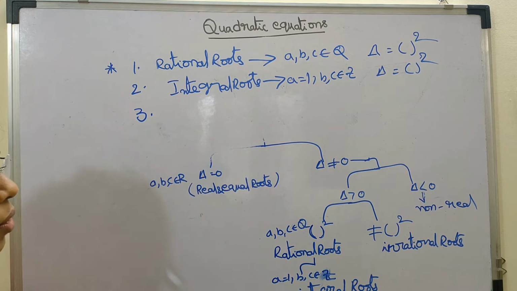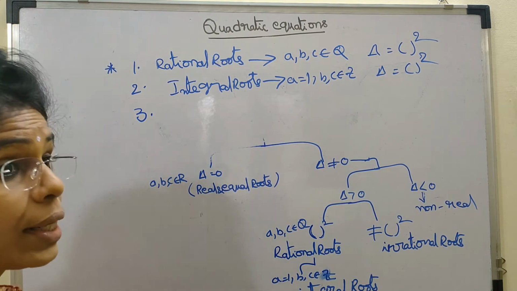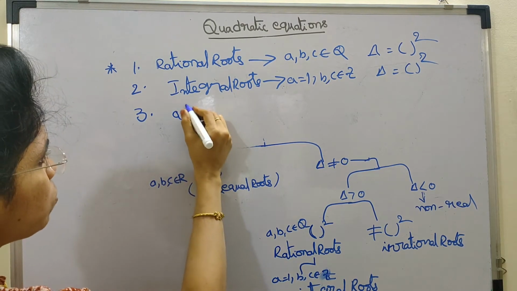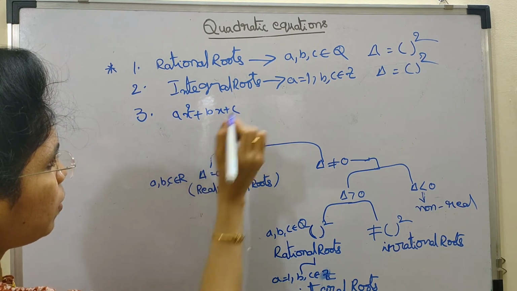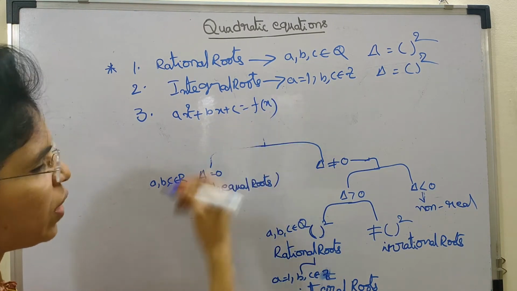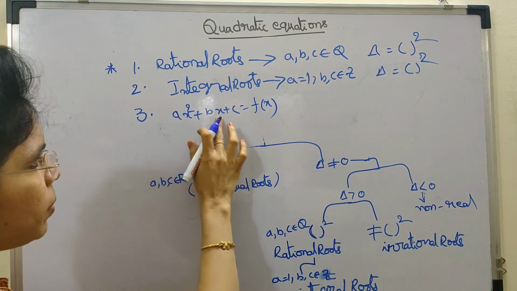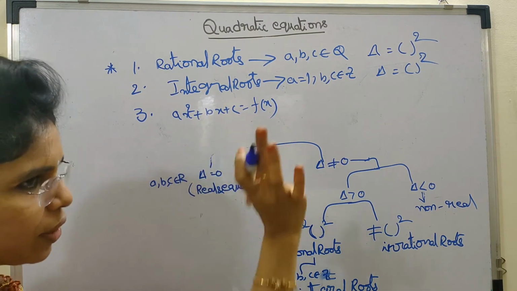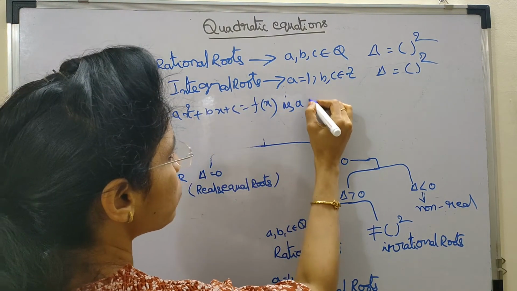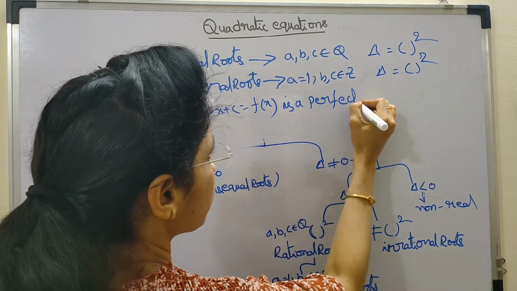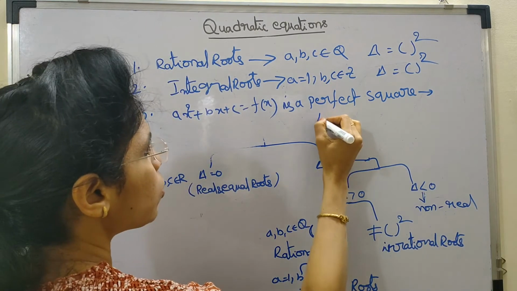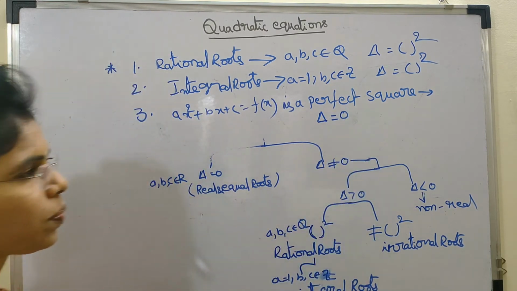Next, the most important one. The quadratic expression is a perfect square. The quadratic expression ax square plus bx plus c, every time you cannot write it as ax square plus bx plus c, so simply I am saying it as f(x). So ax square plus bx plus c, I am taking it as f(x). If our quadratic expression is a perfect square, what is the condition? The discriminant should be equal to 0.